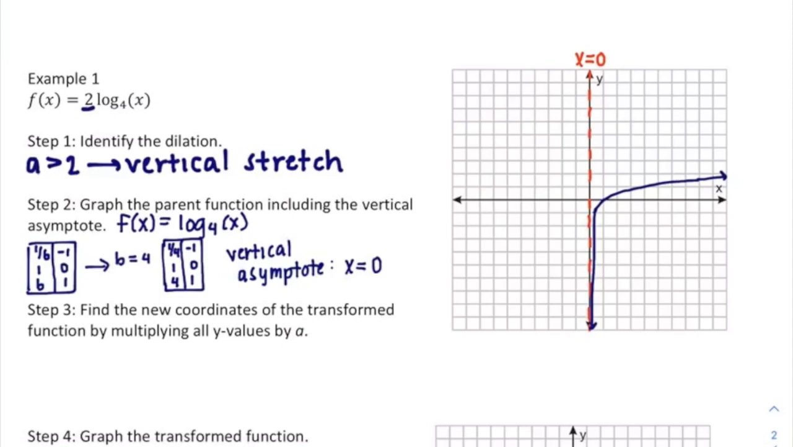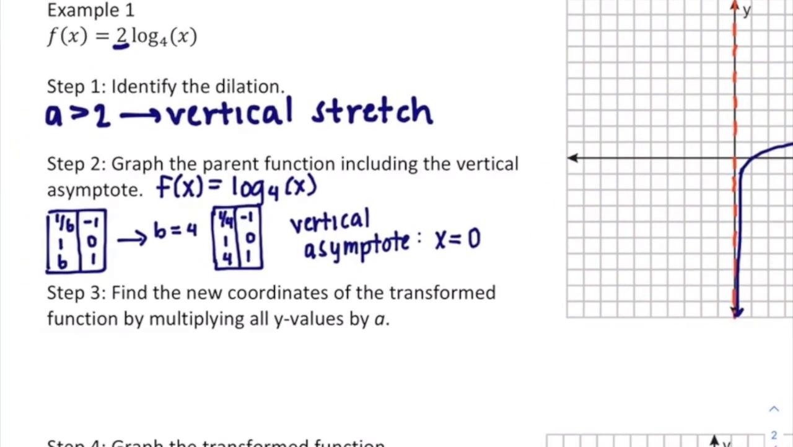So now that we have our parent function graphed, we want to get into graphing our transformed function, so the function that has the vertical stretch. What we want to do is initially start with that same table of values from our parent function. So 1/4, comma, -1, 1, comma, 0, and 4, comma, 1.